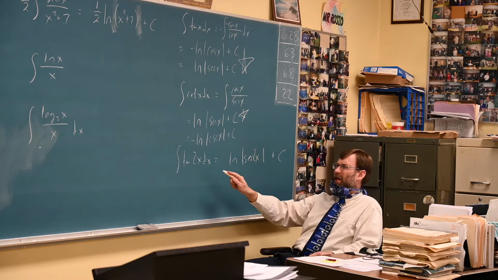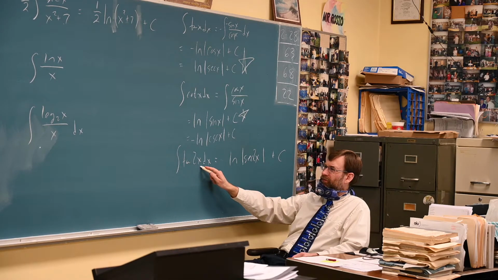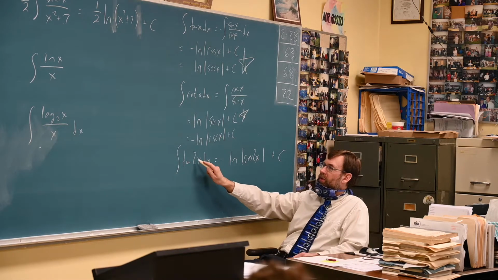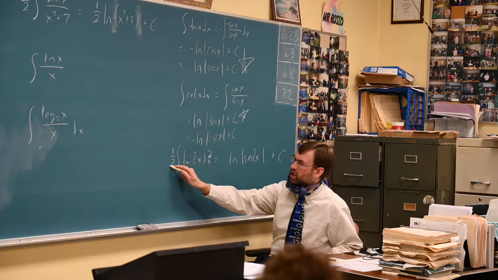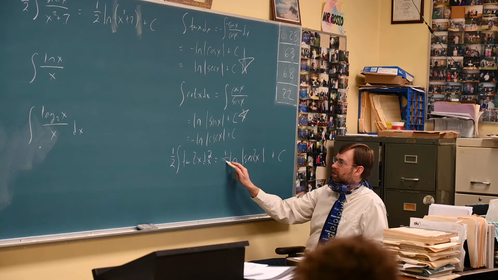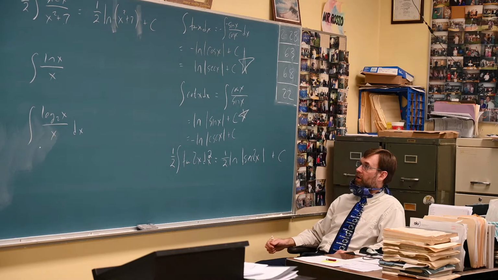What's one minor adjustment we'd have to make to this one? A half. The derivative of the 2x requires a 2, which requires payment of a half. So that would be the grand total answer on that one.